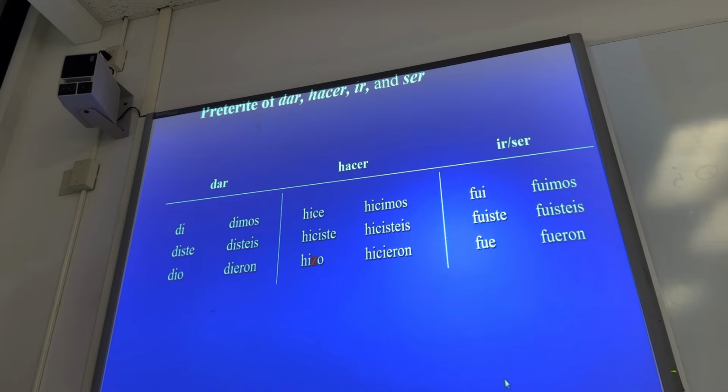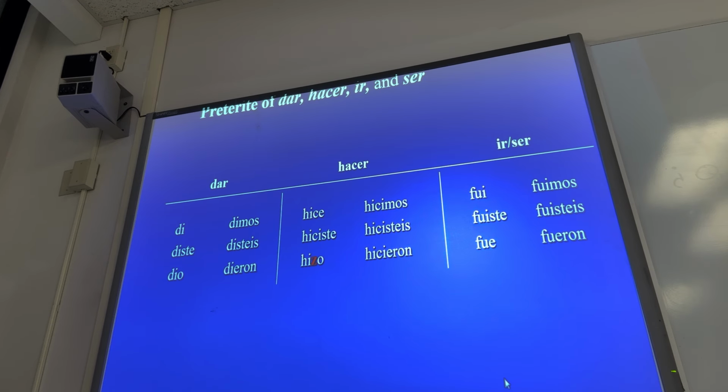Finally, what does ir mean? To go. What does ser mean? To be. So, went and was. Mr. Santos, why are they next to each other and why is it the same block? Because you get two for the price of one. Ir and ser in the preterite are identical. Fui, fuiste, fue, fuimos, fuisteis, fueron. If you say yo fui, that means both I went and I was.